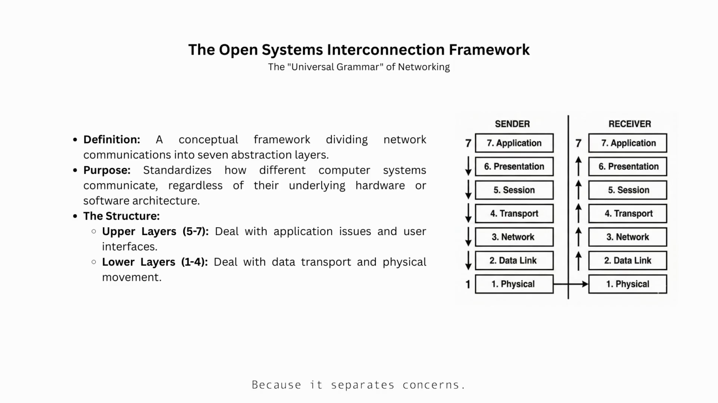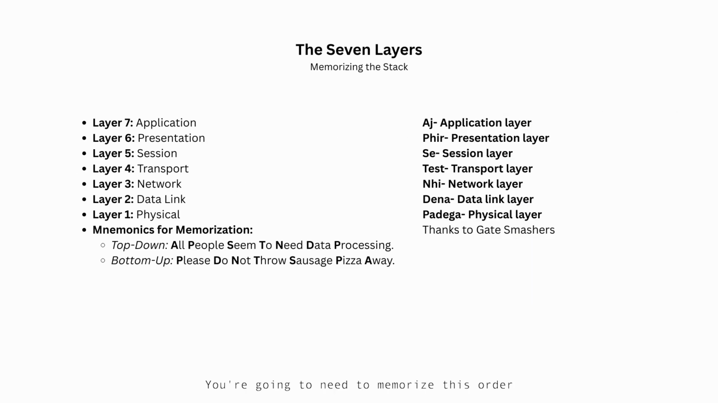Why 7? Because it separates concerns. The people building your web browser at layer 7 don't need to worry about the voltage levels in your Ethernet cable at layer 1. It allows for interoperability, meaning a Mac can talk to a PC or a phone can talk to a server because they all agree on these rules. You're going to need to memorize this order, whether it's just for an interview or just for sounding smart.